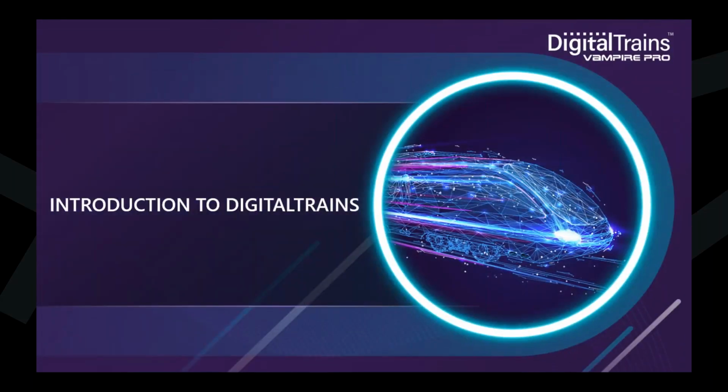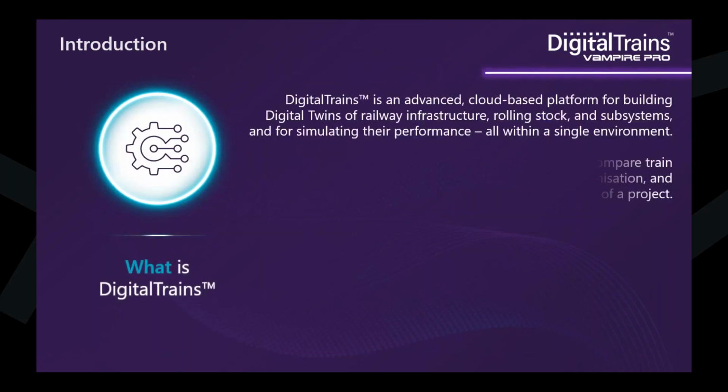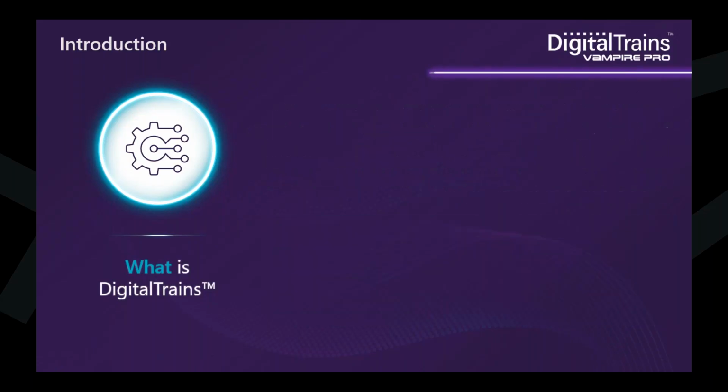So we'll start with an introduction to Digital Trains, just a bit about what the software is. So first question, what is Digital Trains? Well, it's an advanced cloud-based platform in which complete rail projects can be digitally created within a single environment. This allows users to analyze and compare total train performance across any route in the world and helps optimize decision making at every stage of a rail project.